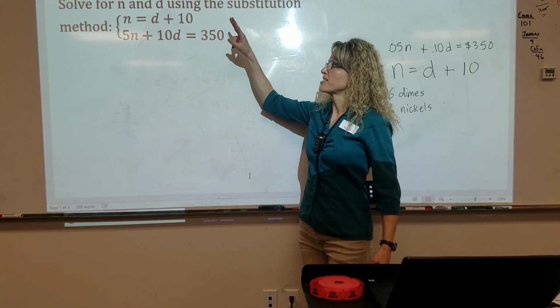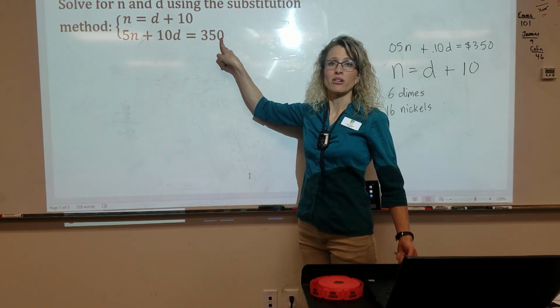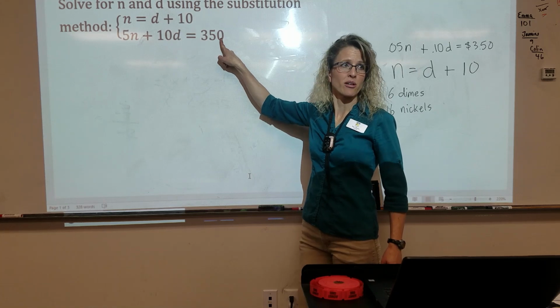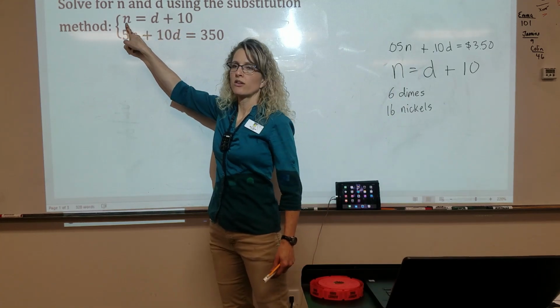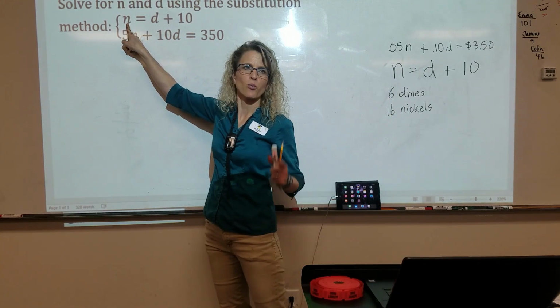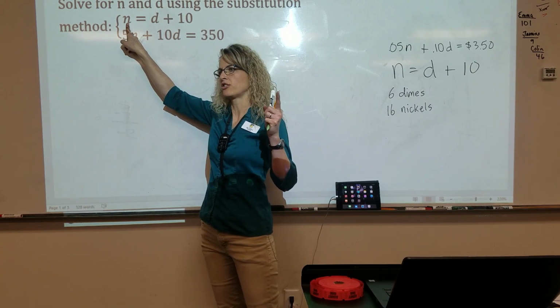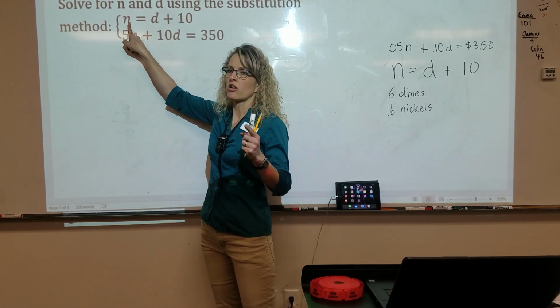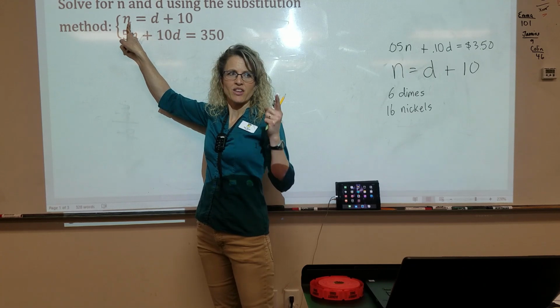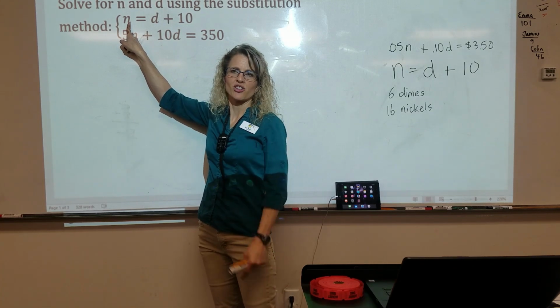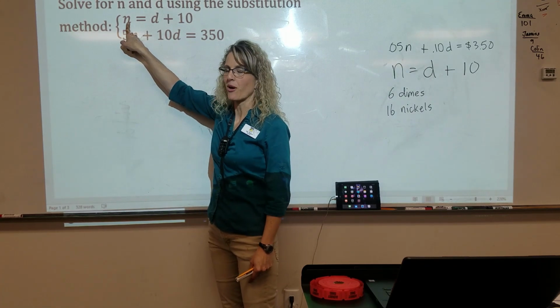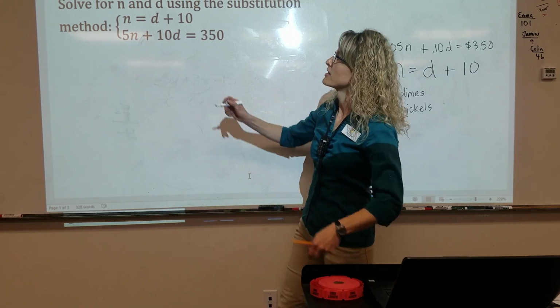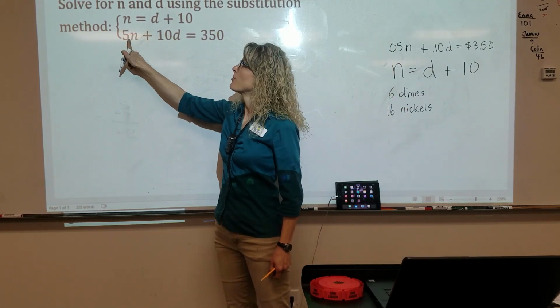Why? Two reasons. One, I don't want to graph a big number. I don't want a bunch of tick marks out to 300 and something. Also, I notice one of the equations is already solved for one variable. That's the key thing to look for. If one equation is solved for one variable already, the easiest, best method is to use the substitution method. What method? Get ready? Substitution. Substitution method. So here's how you do it.